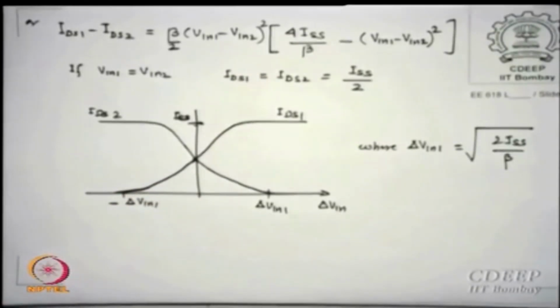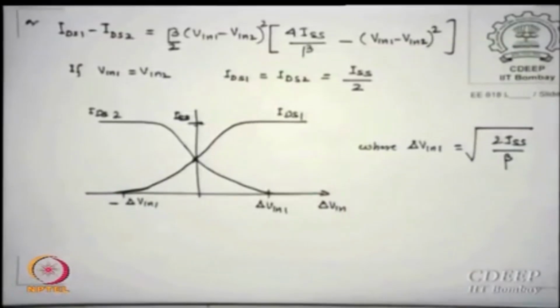This fact, that a differential amplifier essentially allows current switching from one arm to the other when the input changes beyond delta V in of this value, 2 ISS by beta, means we may say the current is drawn either here or here. So as long as you remain between these ranges, you have some sort of IDS1 and IDS2 available, which is where the differential amplifier should work. Is that clear to you?